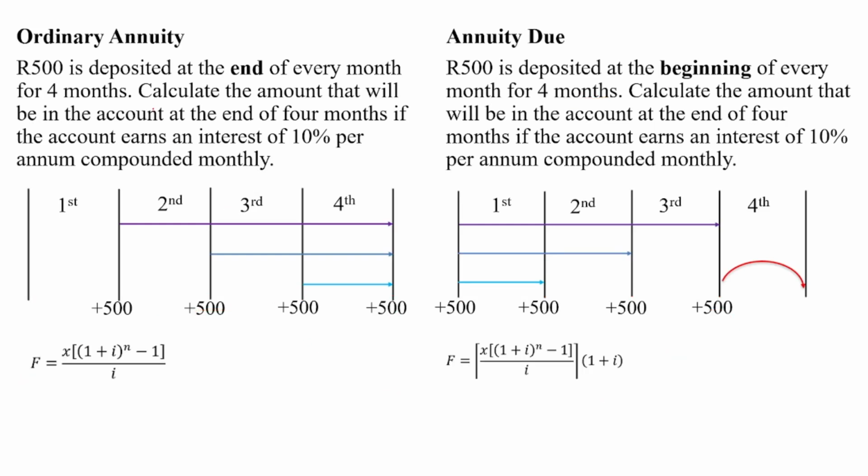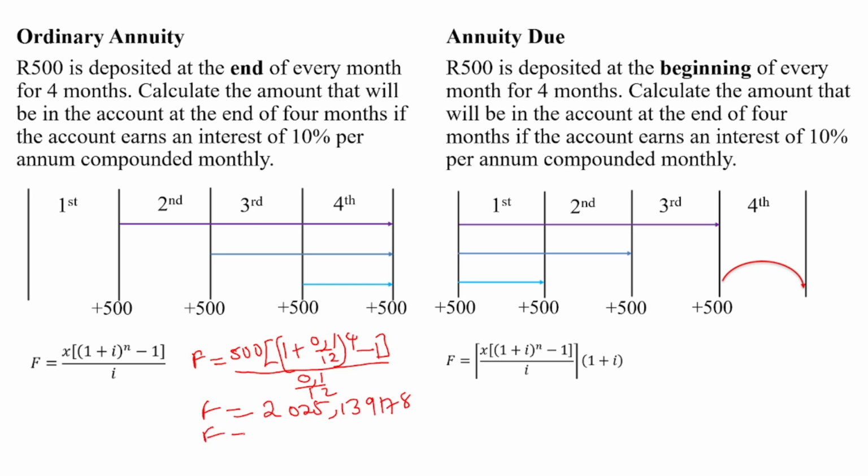So now for the ordinary annuity, F is equal to 500 times 1 plus 0.1 over 12 to the power 4, the number of payments, and then minus 1, all this over 0.1 over 12. And then what do you get? F is equal to 2025.139178. Then F is equal to 2025.14, or just 14 cents.